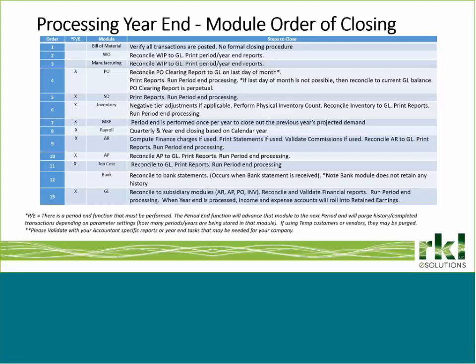So bill of material, work order, manufacturing, make sure that everything's posted, reconcile your WIP, and run any reports that you might need. The purchase order module, sales order module, again, you're going to do a reconciliation of your PO module and then run any reports that you might have. In all of the modules, you want to make sure that you've checked the history so that you know when you run period end or year end what history might be getting purged out of the system.